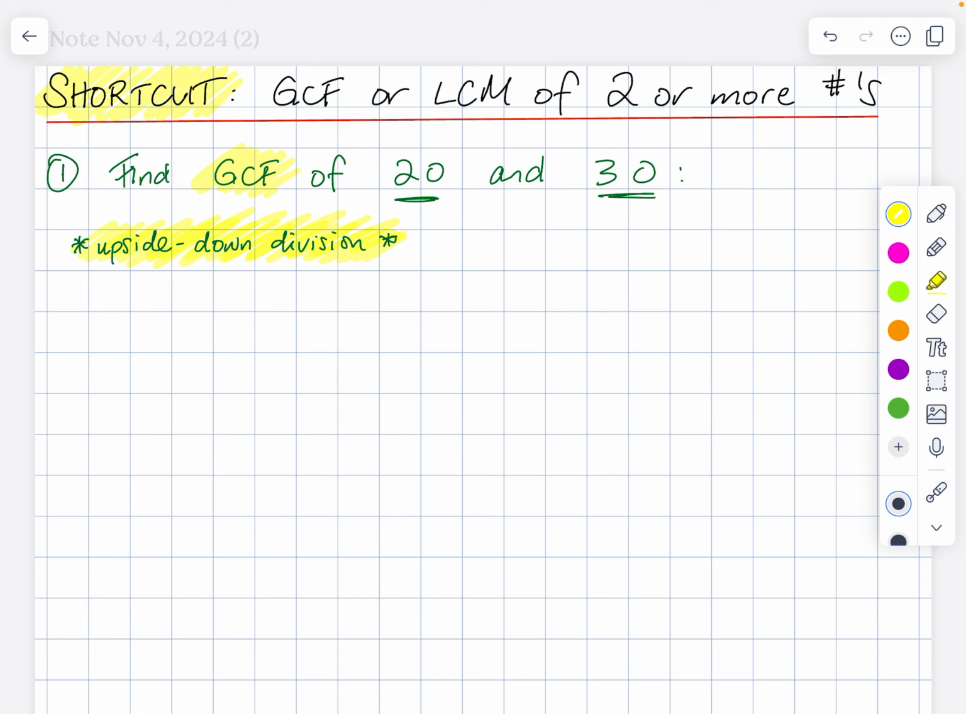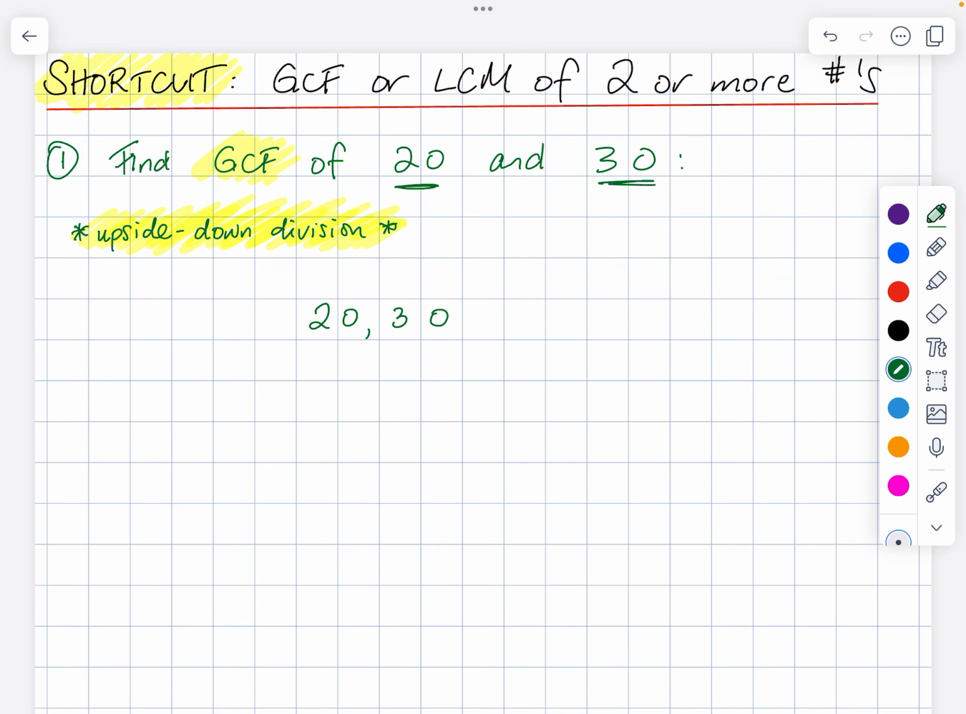Okay, so let's start off first by looking at the GCF of 20 and 30, which I have written here. And I'm going to keep the same color scheme of green. And some of you may know the GCF of 20 and 30 already, but let's use this upside down division method to show how you can find the GCF easily. So the GCF of 20 and 30. Now I'm going to list 20, 30 down here.